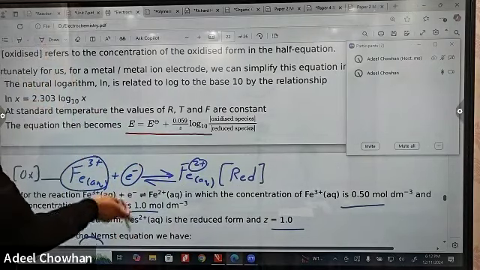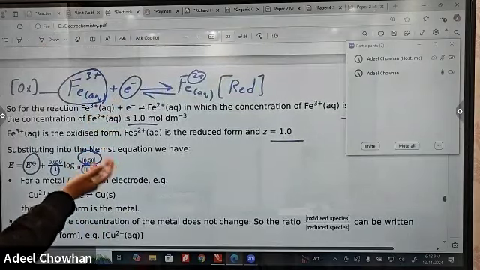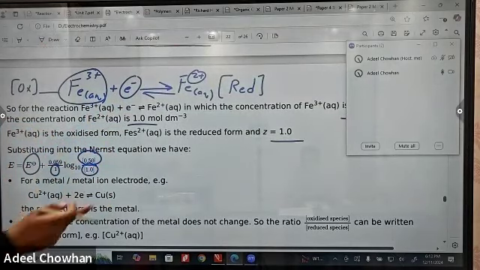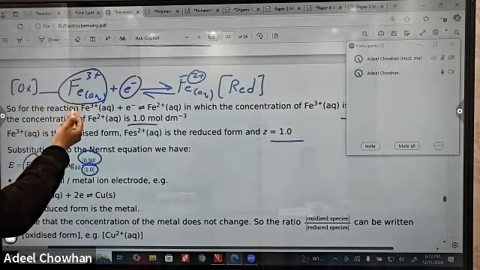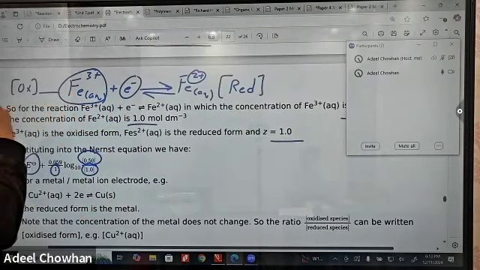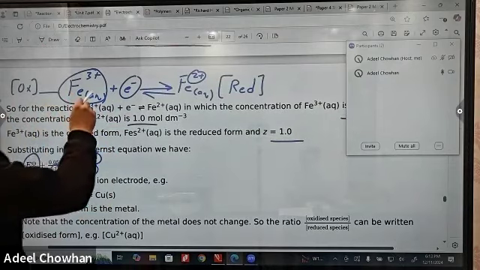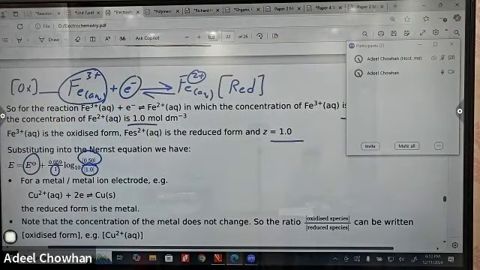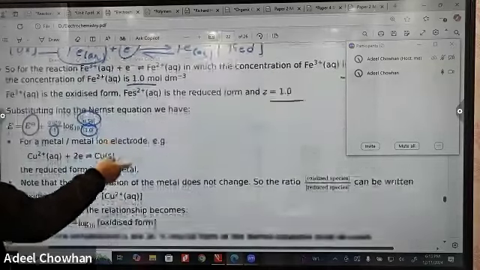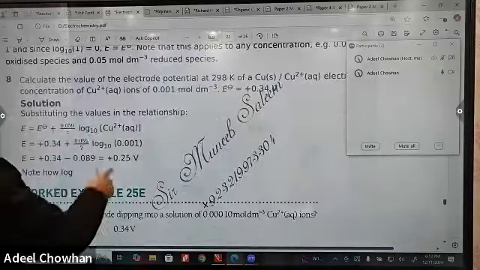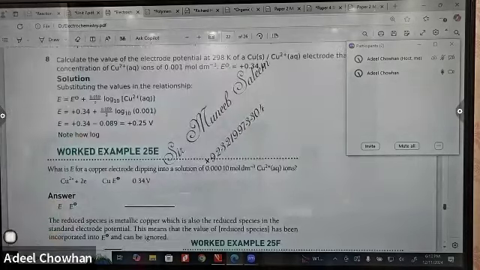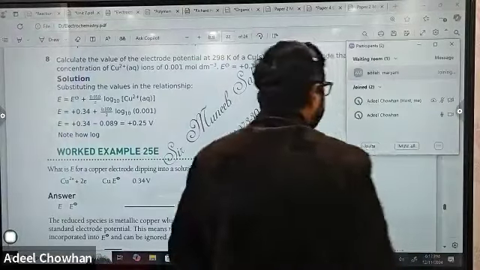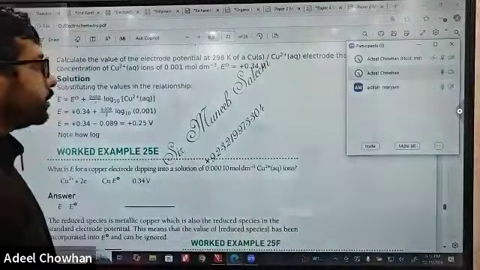Within that reaction, the oxidized species are the ones which have a higher oxidation number. For example, if it is the conversion from iron 2 plus ion into iron 3 plus ion, then the one which has the higher oxidation number will be the oxidized species, and the one which has a lower oxidation number is the reduced species. Now we solve one other question to check the numerical answer.